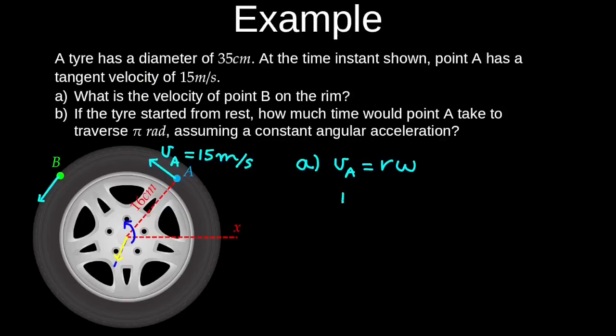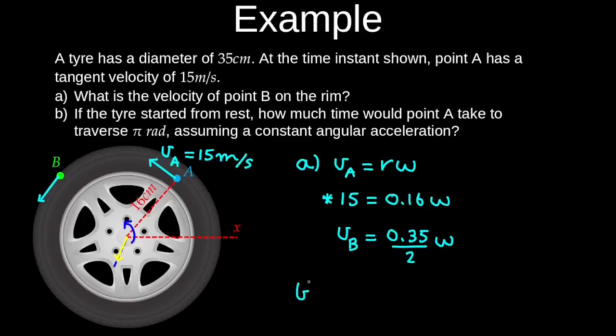So given VA and the radial distance to point A, we can calculate ω, and then the tangent velocity at B is equal to the radial distance to B, which is half the diameter, multiplied by the angular velocity, which we obtained from this equation.